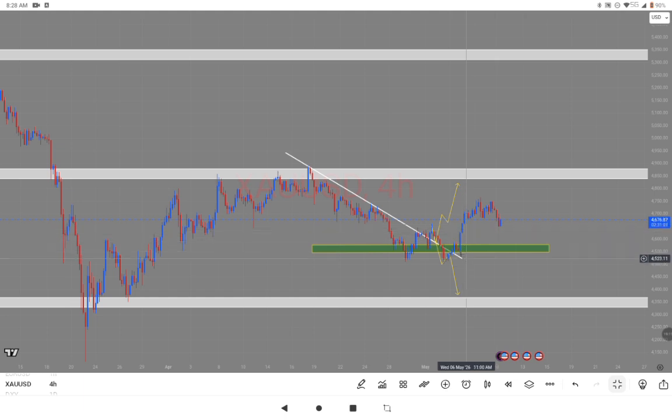So upon the move, I didn't take the trade. I just called for it. I didn't take it because I was already long on EURUSD, and I can't over risk my account. So that was why I didn't take the trade.